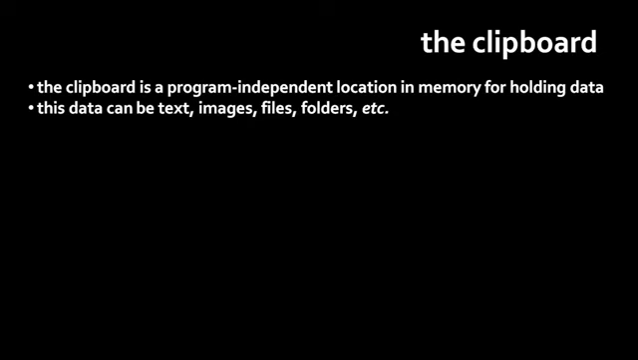Windows has this concept of what it calls the clipboard. The idea of the clipboard is that it is a program-independent place where we can put data, and then we can take the data on the clipboard and copy the data back to other programs. Most commonly, this data is just text, but it can be image data, or, as we'll see in the next unit, it can be either files or folders, among other things.